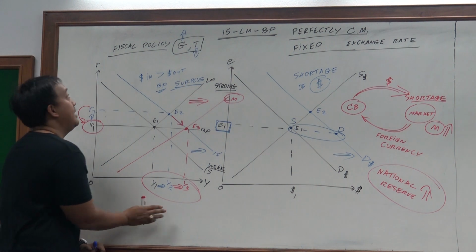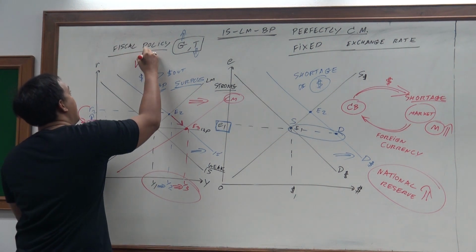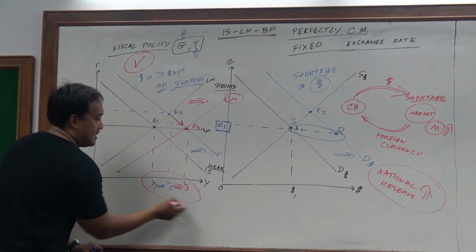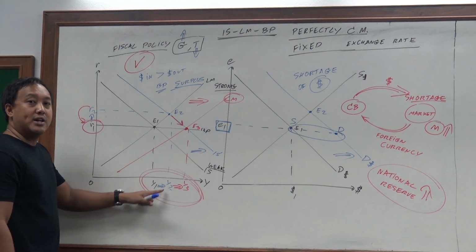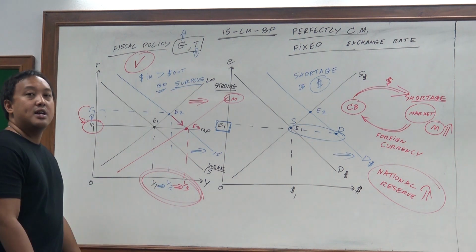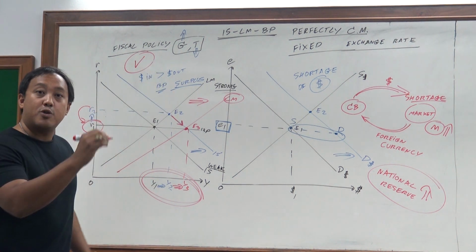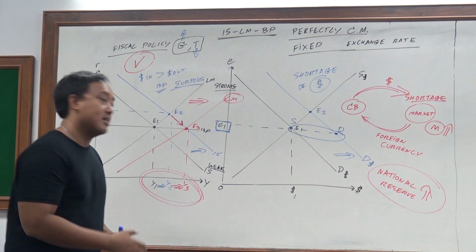So what does it mean? In this case, it means that fiscal policy works very well. GDP increases in two steps, from Y1 to Y2, and Y2 to Y3. So it means that this policy stimulates the economy very well. This works.